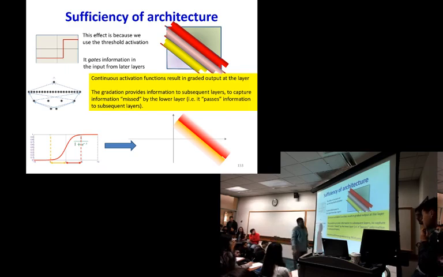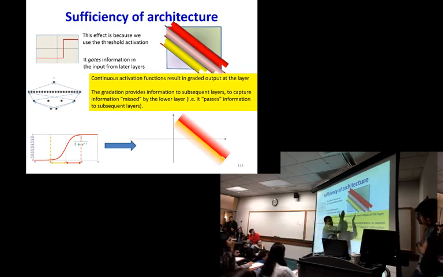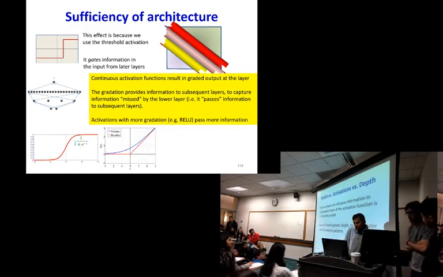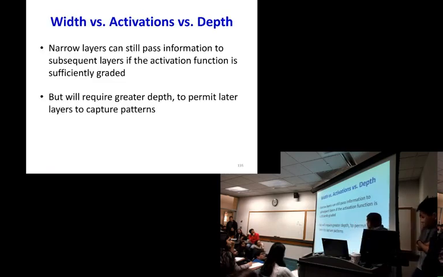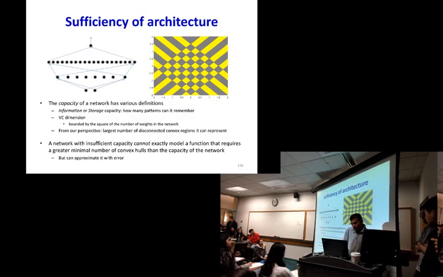Again, it's not black and white. Here, for example, I'm never going to be able to add lines that are orthogonal to this guy because that information is gone. So, narrow layers can still pass information to subsequent layers, provided the activation function is sufficiently graded, but you're going to need gradient. And the same thing happens with every layer.